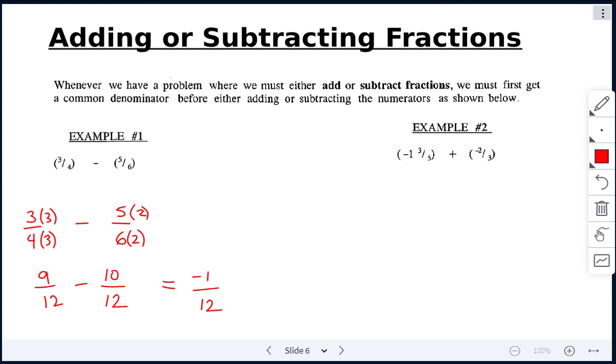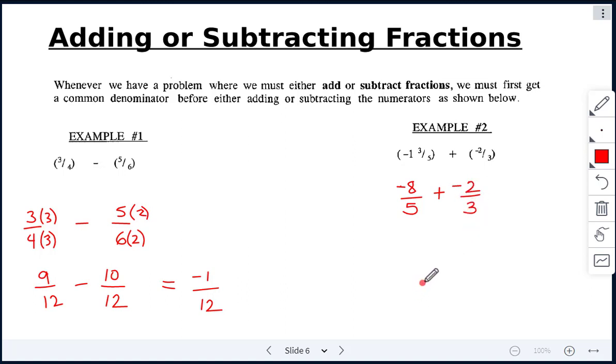All right, so in this example, we're going to take our first fraction, which is negative 1 3/5, and change it to an improper fraction. So take that whole number, multiply it with the denominator. So negative 1 times 5, and then we're going to add the 3. So we end up with negative 8 over 5 plus negative 2 over 3.